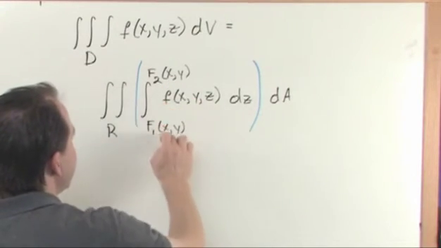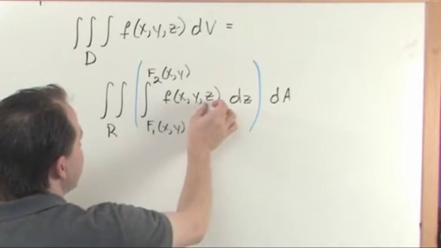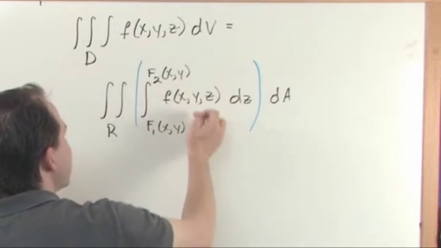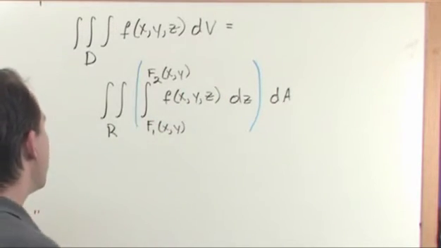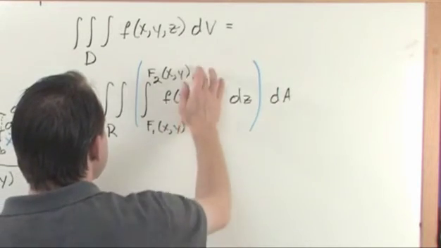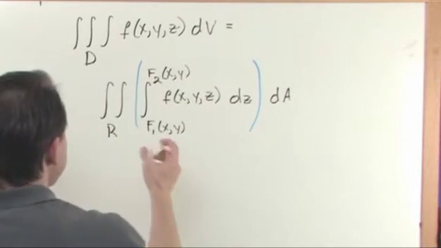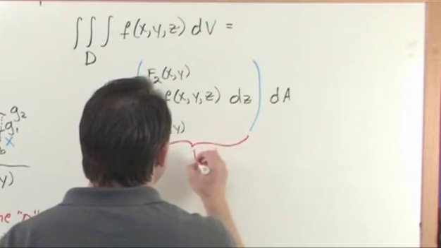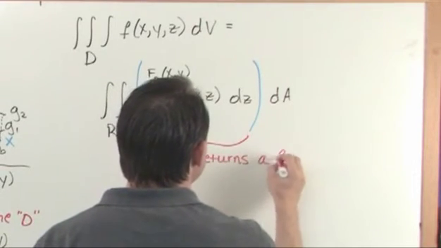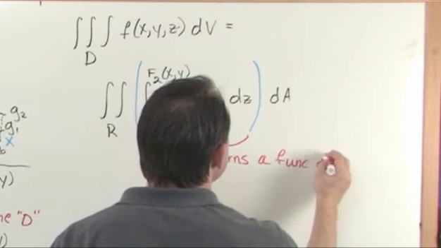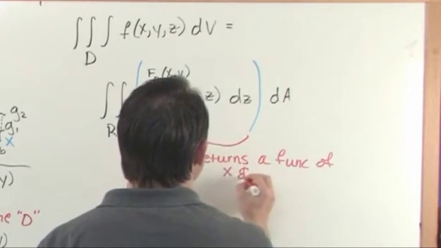Because this is a definite integral, if I integrate this as a function of z, and then I evaluate the limits of integration, which they say here are functions of x and y, so whatever I get in the end, when I evaluate the limits of integration, this thing returns a function of x and y.